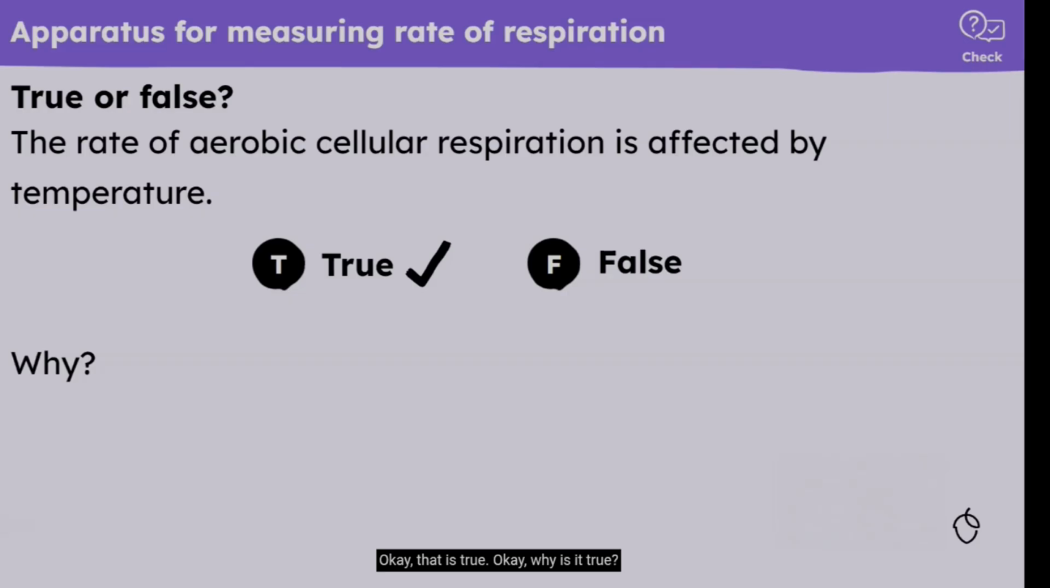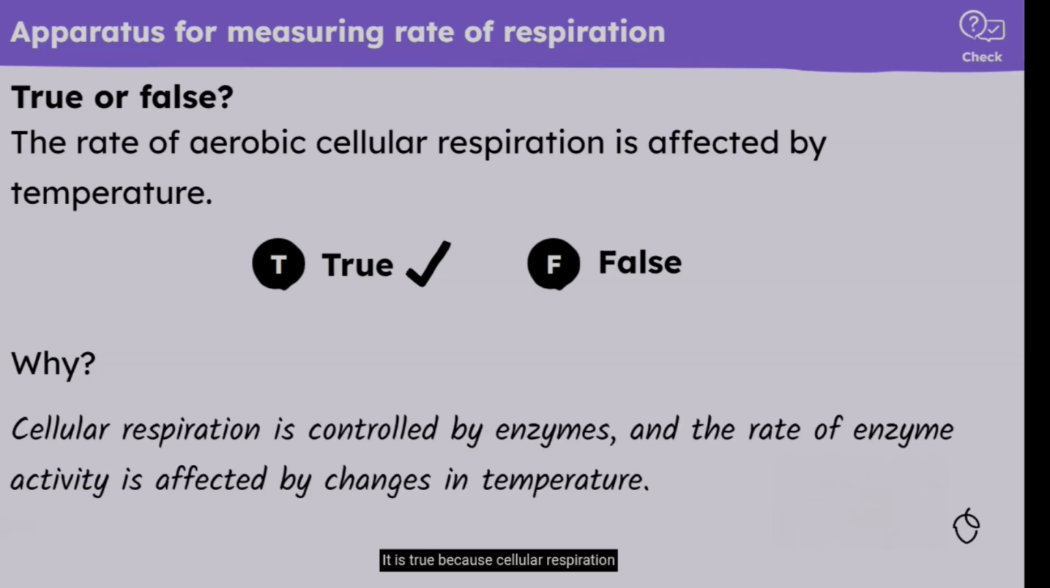Okay, that is true. Why is it true? You've got 5 seconds to think about that, or if you want some more thinking time, click pause, click play when you're ready to see the answer. It is true because cellular respiration is controlled by enzymes, and the rate of enzyme activity is affected by changes in temperature. Great job if you got that right.